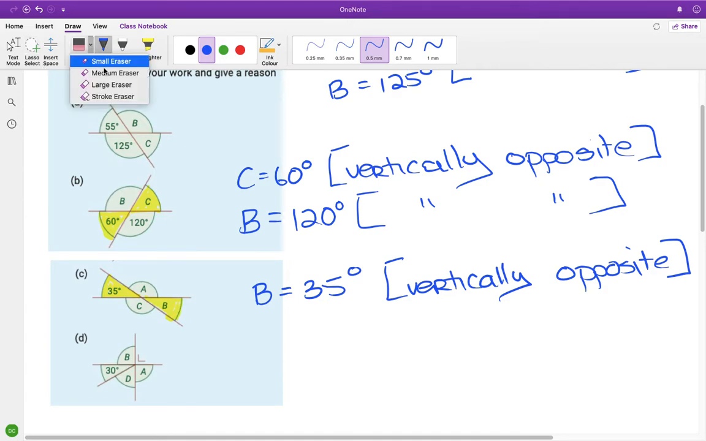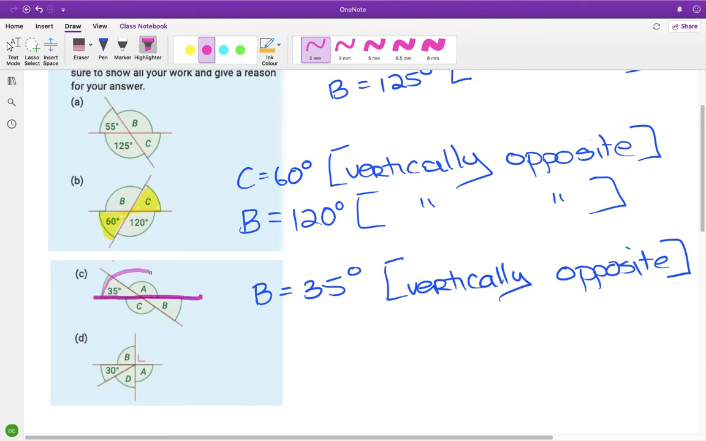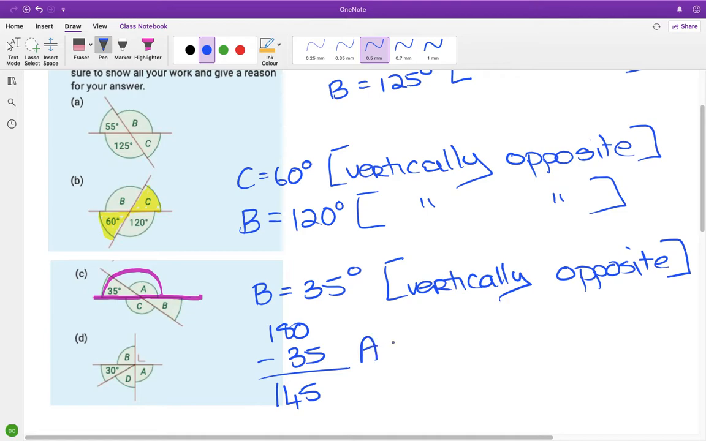Okay, so you can see I don't know A or C, so I'm just going to rub out my colour that I've done so far. It doesn't really matter which way you look at it, but here is a straight line. See it there? Which means these two have to add up to 180 degrees. So I can do 180 minus 35, which is 145. So I get A equals 145, and my reason for that was the straight angle.